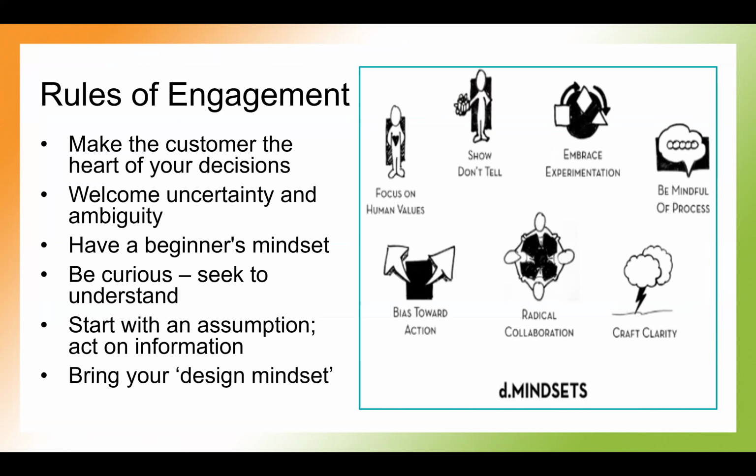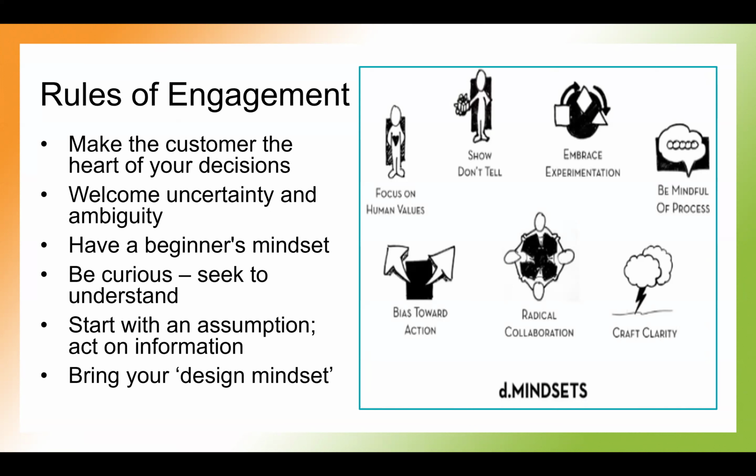This is from Stanford D School, I should say. And so rules of engagement: make the customer the heart of your decisions. That is a key thing to do. That's why it's called human-centered design. Welcome uncertainty and ambiguity, because one of the things about innovation is you're not sure as you're going through the project, and that's okay. Certainty will come.